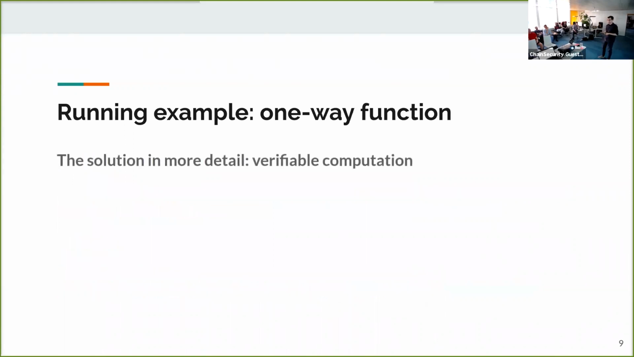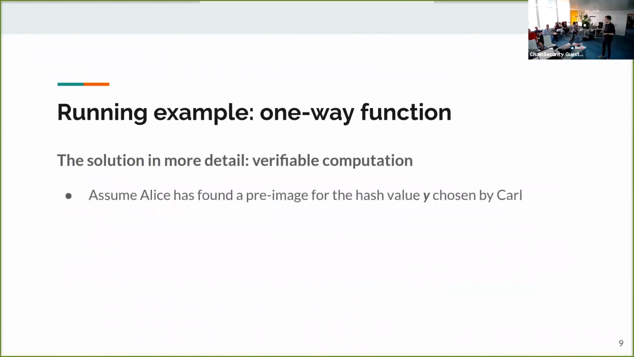So how will we model this solution in this verifiable computation setting? Let's assume there's a participant, Alice, and she's invested some work, and she actually was able to find a pre-image for Carl's hash, which here is denoted as Y. And furthermore, let's consider a program P that takes 2 inputs, W and Z, and it returns one if and only if the SHA-256 of W equals Z. So this is just a function that, given a hash and a pre-image, checks that the SHA-256 applied to this pre-image equals the hash value.